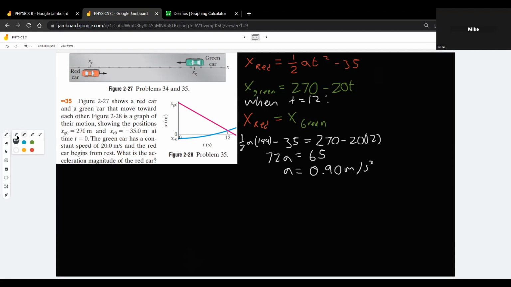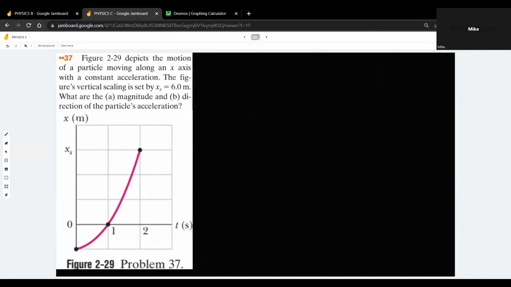Yung next, tingnan natin. 27, 34, and 35. So, ginawa mo na yung 35, no? Check ko lang yan. Yung third, sige, okay na yan. So, yung next is number 37. So, let's have a look at that.